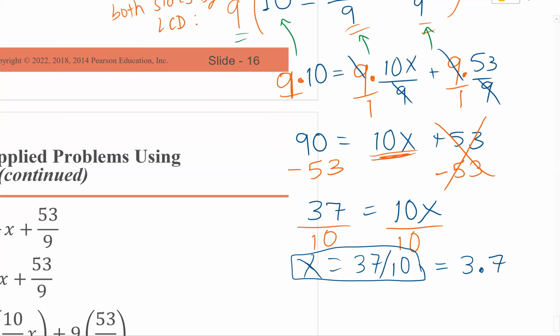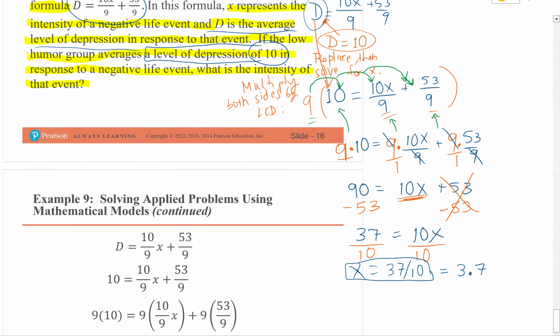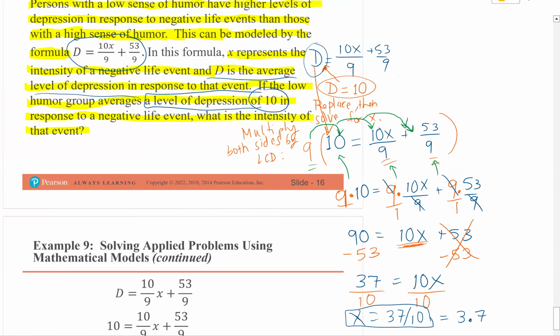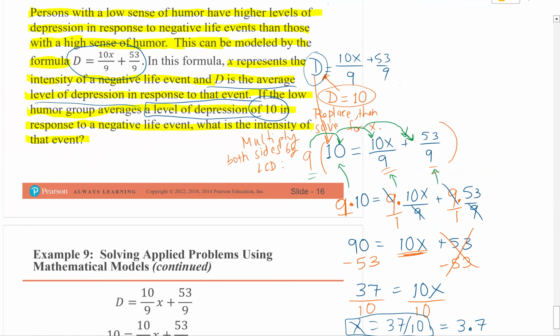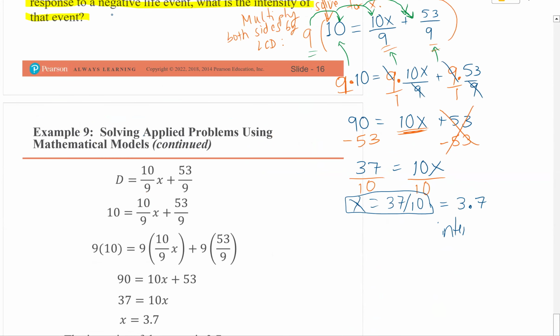And this problem is kind of silly, because what is the intensity of the event? 3.7 is the intensity of this event. What does that even mean? On a scale of what to what? The problem says that persons with a low sense of humor have higher levels of depression in response to negative life events than those with a high sense of humor. This can be modeled by the formula. Okay, but x is the intensity of the life event.